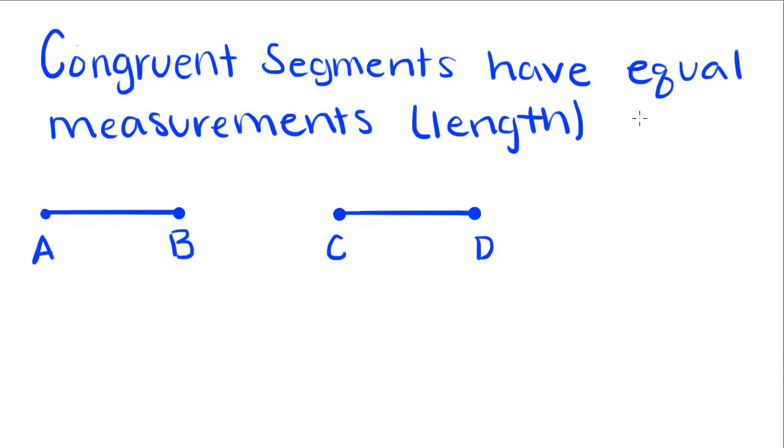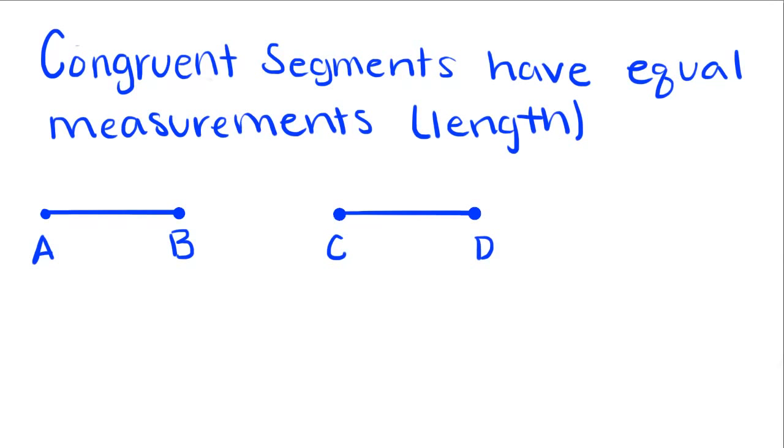Okay, today we're going to be talking about congruent segments, and they're just segments that have equal measurements. Since the only way we measure a line is to measure its length, we're going to say that they are segments that have equal length.